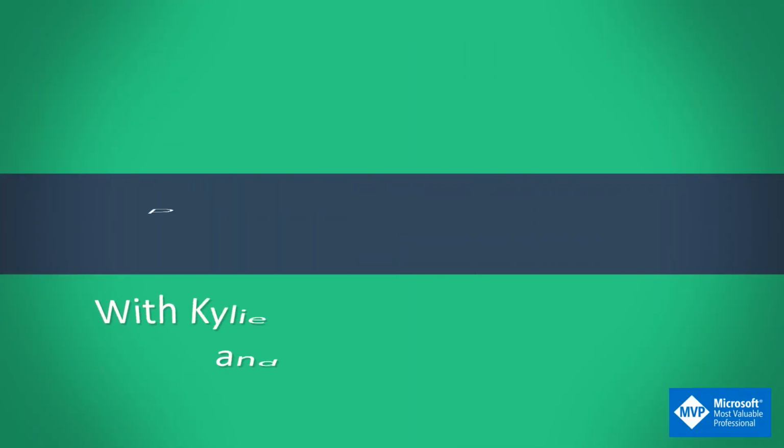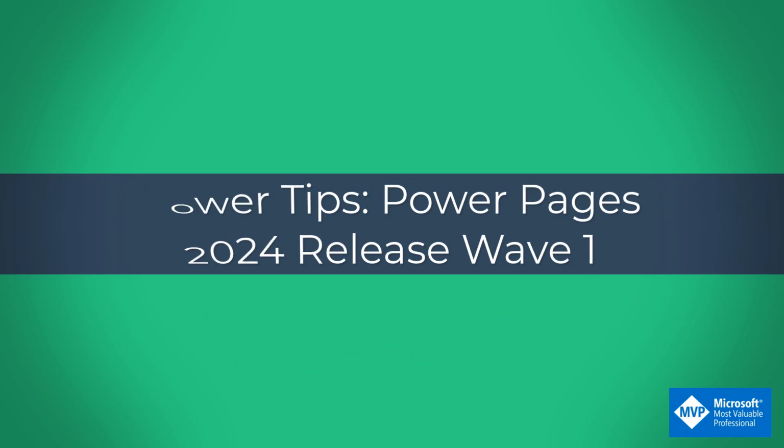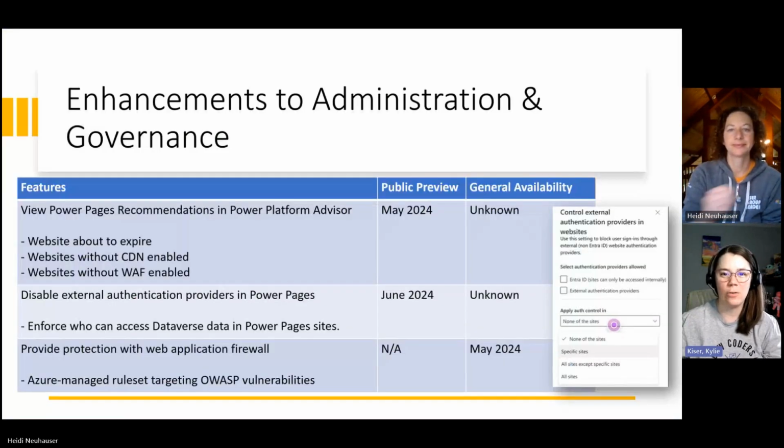We're continuing on in our series talking about the items in the 2024 release wave 1. A lot of these items have already begun to roll out, or we're going to see them rolling out over the next few months before the next release wave. Today we're talking about Power Pages. Power Pages is the Power Platform technology to create websites and have those websites integrate with Dataverse and do all kinds of fun things. So Heidi, why don't you kick it off with the tips that you found?